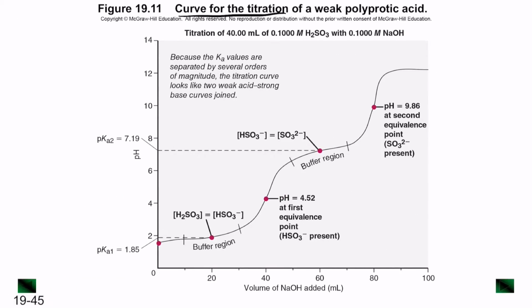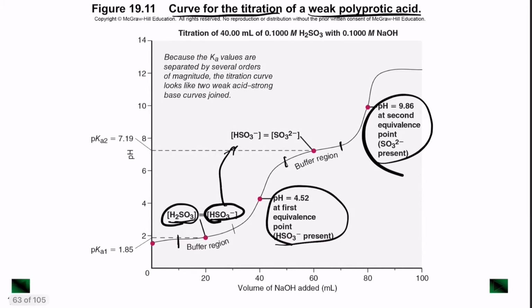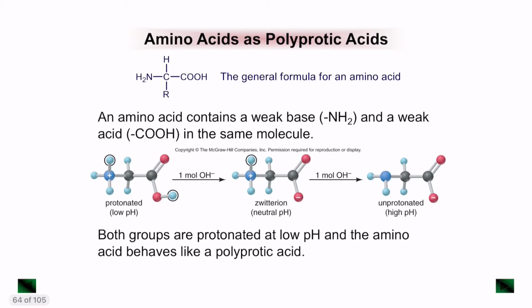Finally, we have the curve for the titration of a weak polyprotic acid. So for polyprotic acids, you will notice that you have multiple buffer regions. The main reason is that polyprotic acids have multiple protons that can be donated. This means that they can have two different equivalence points, because the conjugate base of the acid can also act as a base in the second instance, resulting in two weak acid strong base curves. So this is the idea behind weak polyprotic acid reactions.